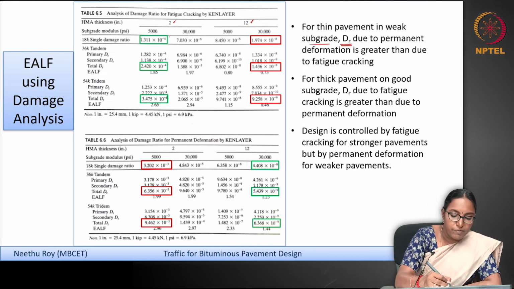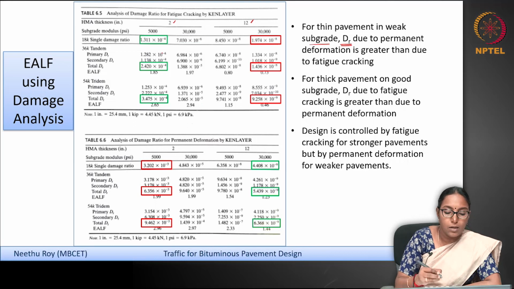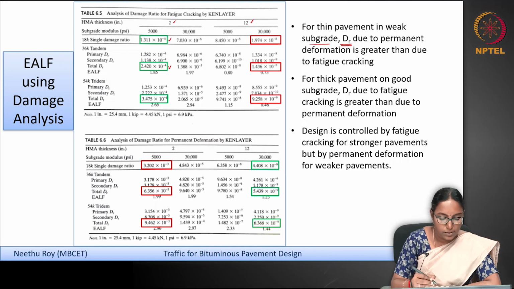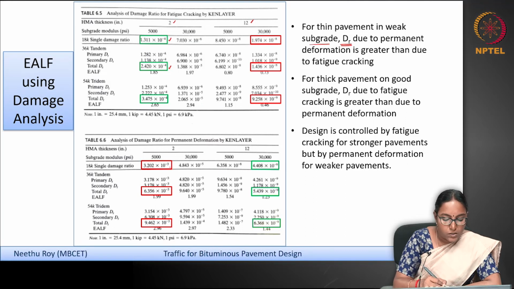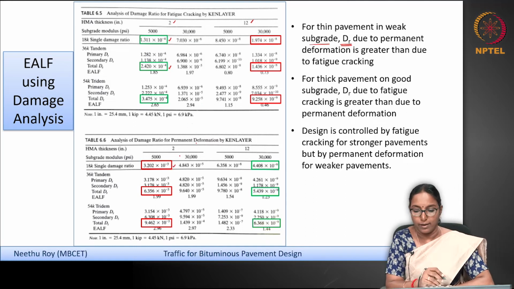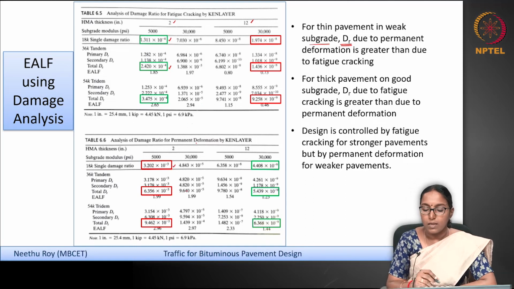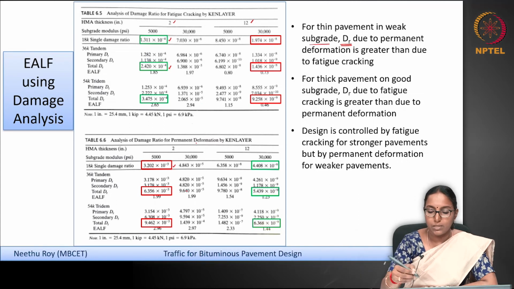As you can see here, whether it is for a single axle or a tandem or a TRIDEM axle, we see these green boxes. This is 1.311 into 10 raised to minus 4, whereas in the case of the permanent deformation criteria, it is 3.2 into 10 raised to minus 3, which is much higher.